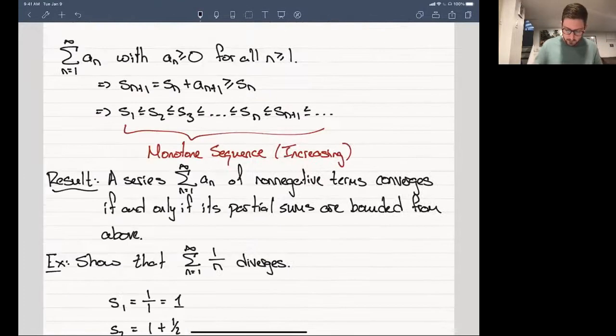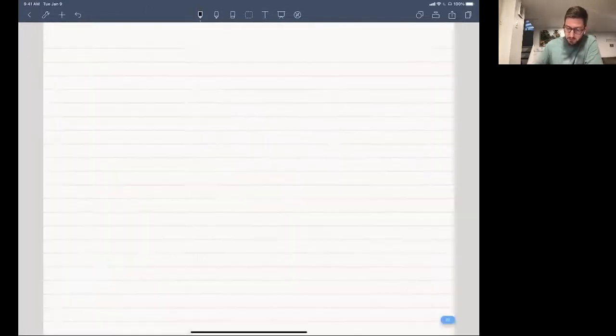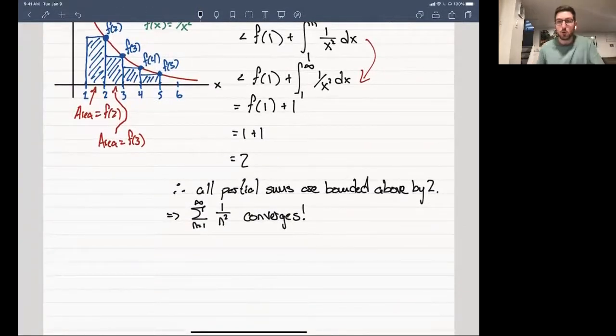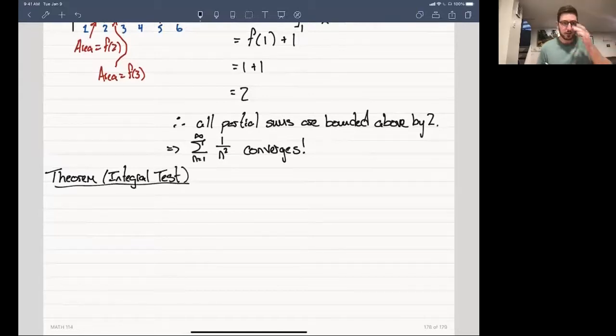So if we go back and look at this, it says that a series of non-negative terms, 1 over n squared, those are non-negative, converges if and only if the partial sums are bounded from above. Well, I just showed that my partial sums are bounded from above, so therefore my series converges. And this is basically the principle that the integral test actually relies on. So let me give you a theorem, and this is the actual integral test. And so let's write it down, and then we'll play with some applications of this.